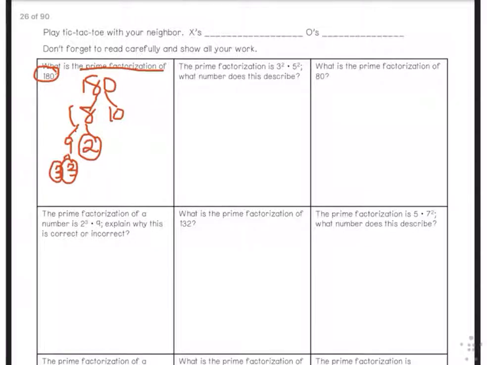Now I'm going to deal with the 10. I could break down the 10 by doing 5 times 2. Now I'm going to circle those two because they're prime numbers. Now that all my numbers are prime, I'm going to go ahead and write the expanded form and then the exponent form. Let me change the color so it's not so confusing. I'm going to write down all my prime factors times each other. 2 times 2 times 3 times 3 times 5.